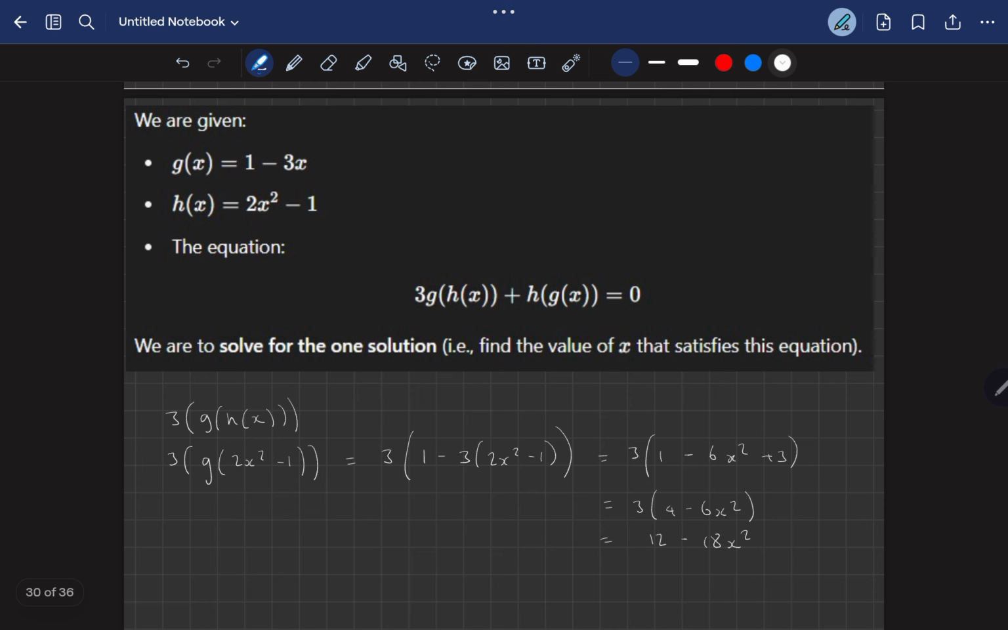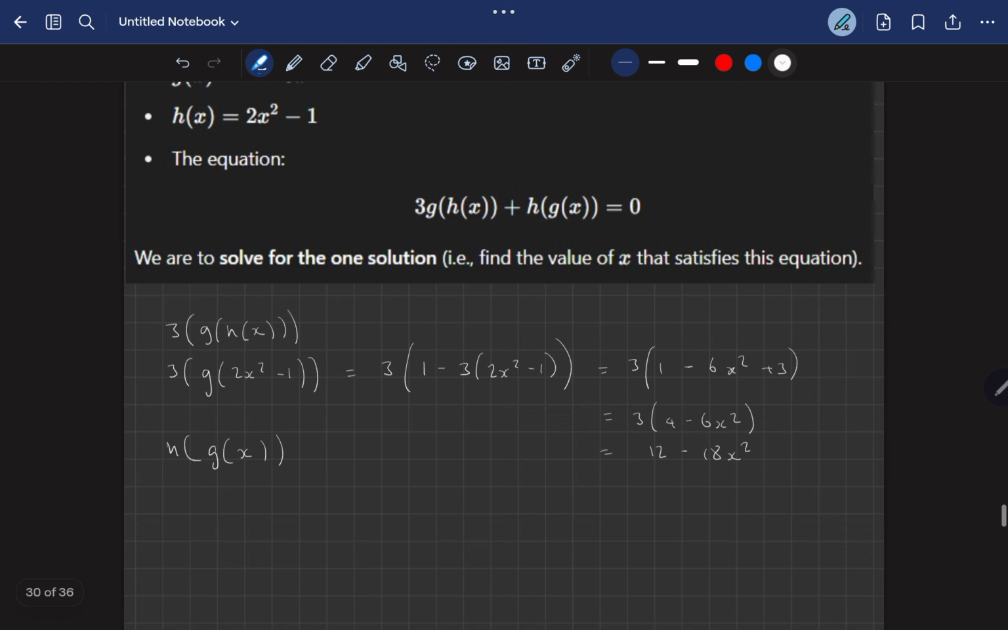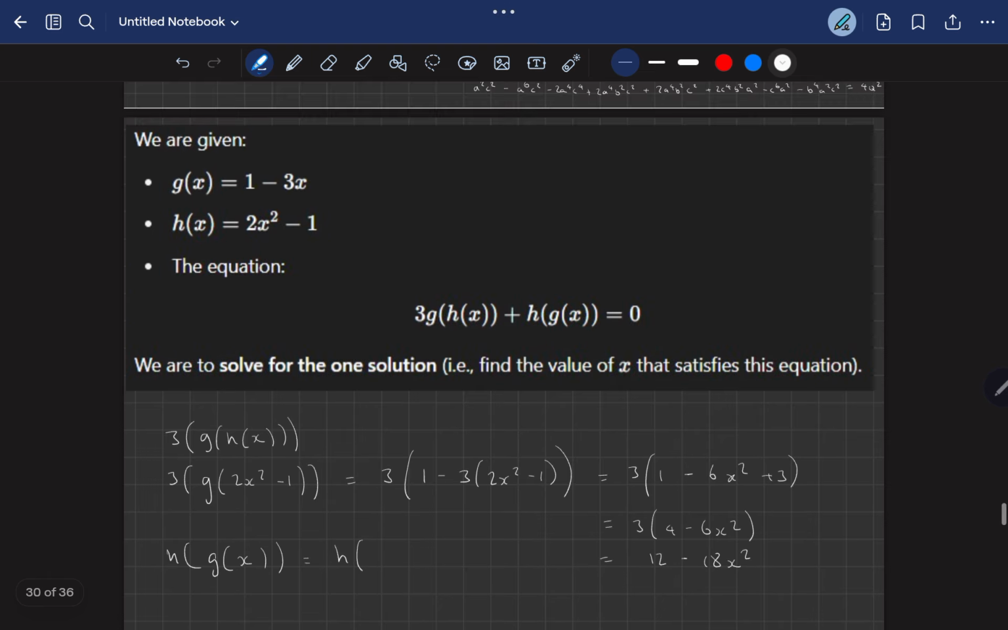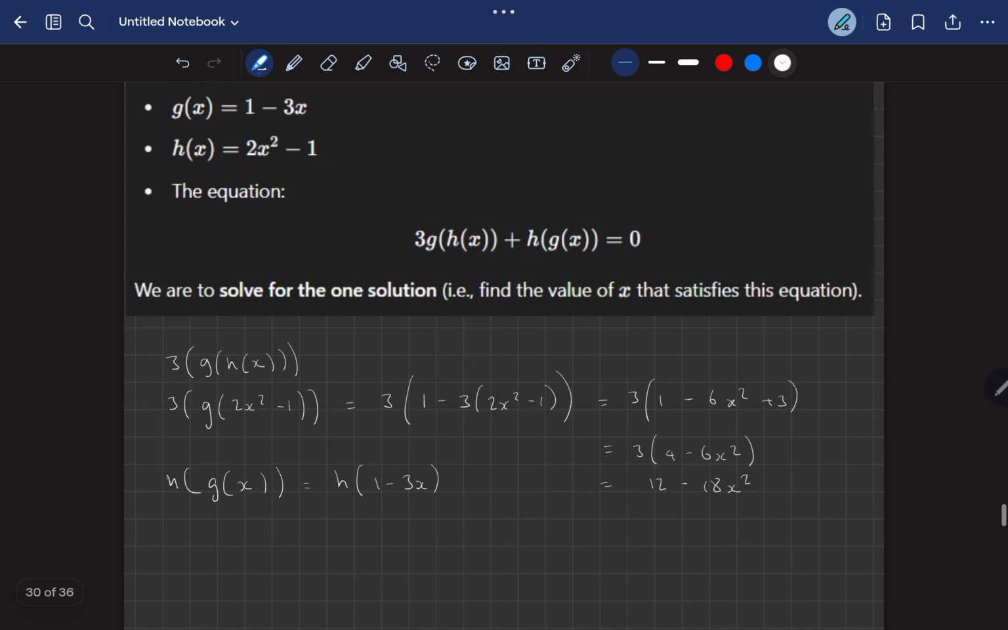Now let's look at the h(g(x)). Okay, so let's do h(g(x)), and this is going to be equal to h. We know that g of x is 1 minus 3x. Now h is just 2 times the input squared minus 1. So we're going to do the same thing, however this time the input is 1 minus 3x. So it's equal to 2(1 minus 3x) squared minus 1.